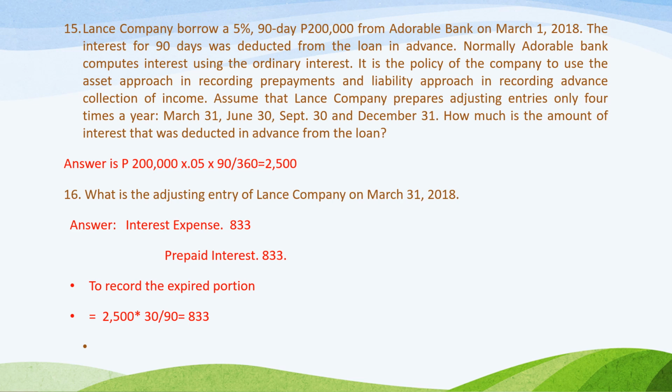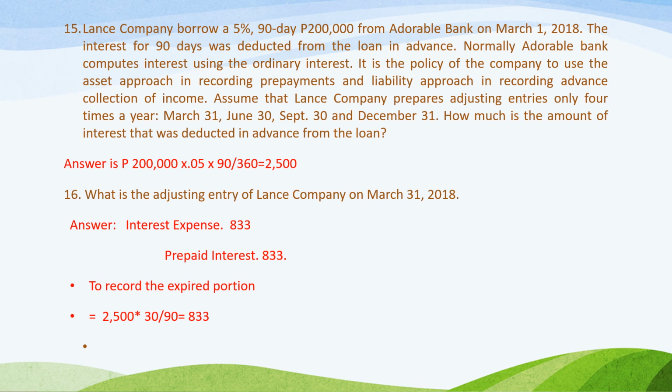So therefore, we have 200,000 times 5%, times, since the note is 90 days, times 90 divided by 360, banker's rule, 30 days in 1 month, so 30 times 12, 360. So the amount of interest that was deducted in advance is 2,500 pesos.